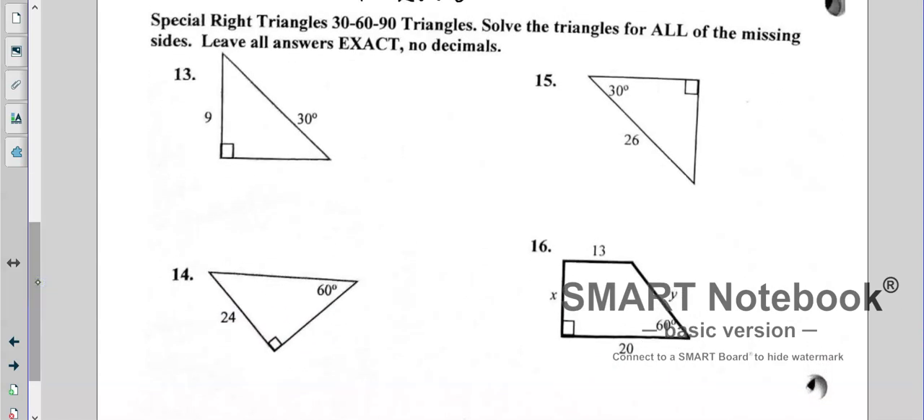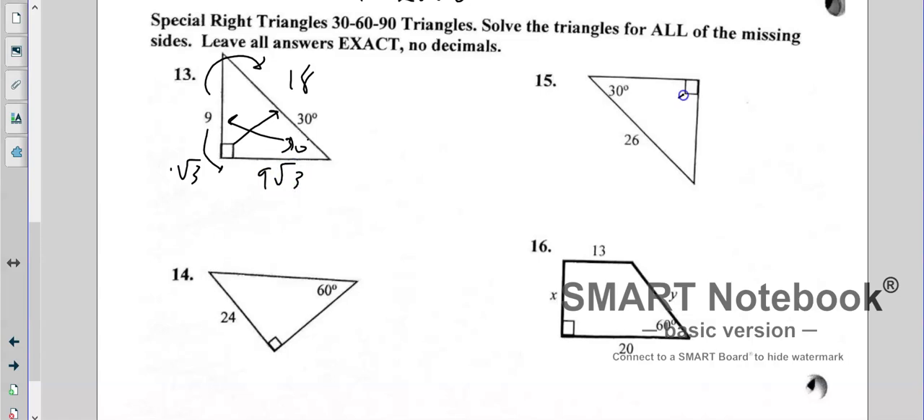Speaking of 30-60-90s, okay, this got printed wrong. Here's the 30 degrees right here, which means we have the small side. That's great. Where's our hypotenuse? Right there. Going from here to here, we simply double. Going from here to here, we multiply by radical 3, which means we just tack it on, and we're done.